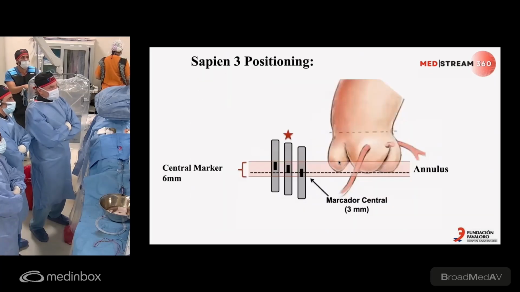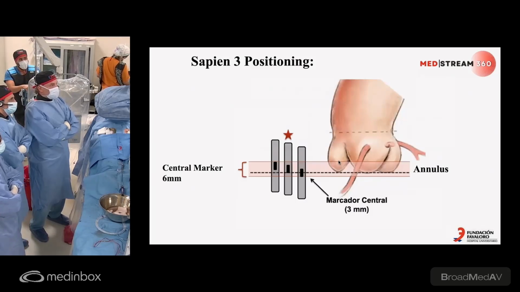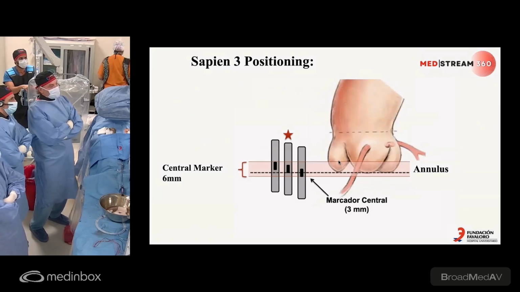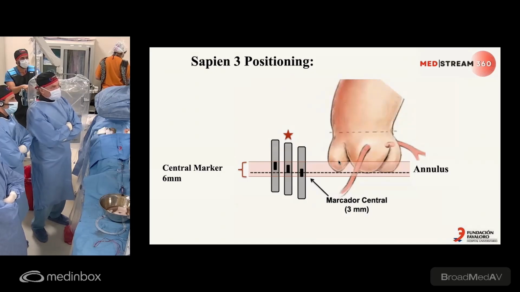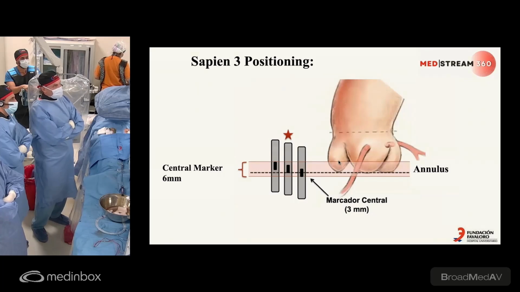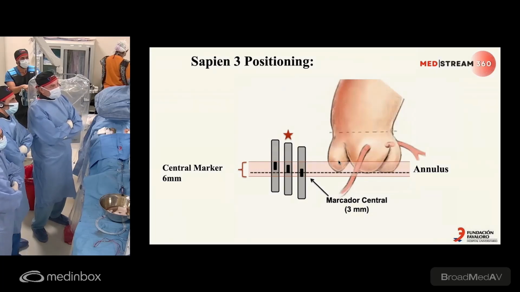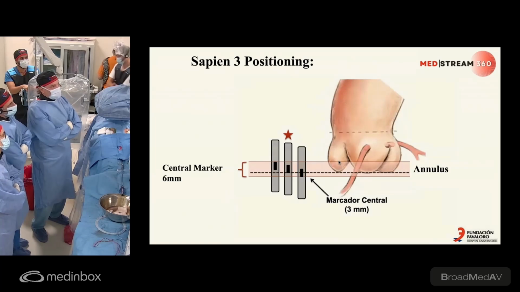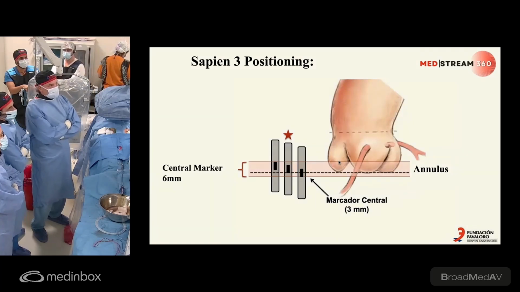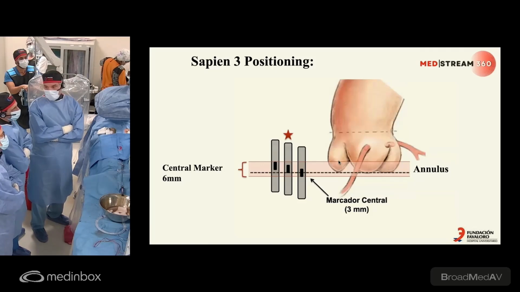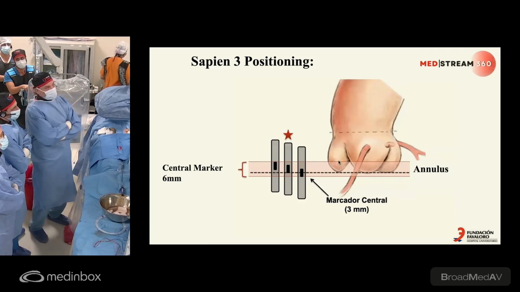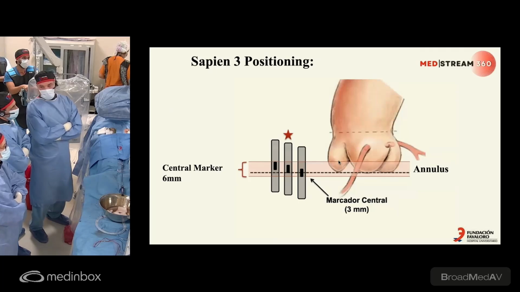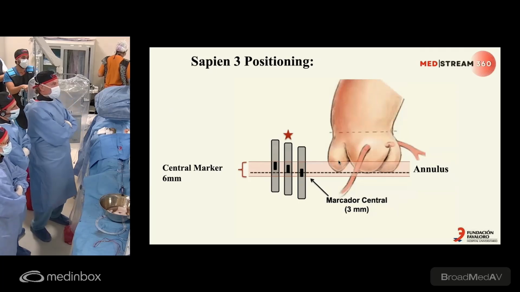So we have to probably manipulate the valve to go not too deep, but not too high, trying not to touch this calcification on the sinotubular junction, which was shown before. So we have this central marker, and the idea is to go probably 3 millimeters below, but if we see that the valve is touching the sinotubular junction, we can go probably 1 millimeter below just in case.